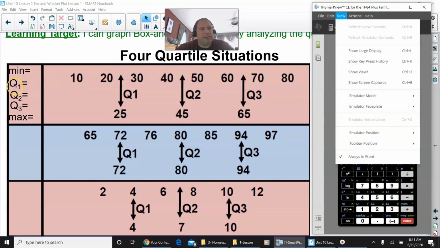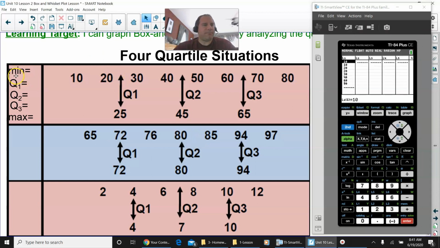So right here is what you really need to write down all of the time. This is called the 5-number summary, right? The 5-number summary is min, quartile 1, quartile 2, which is the median of the whole data set, quartile 3, and the max. I'll show you how to get those. It's really easy. It's what you've been doing already. So here are the numbers.